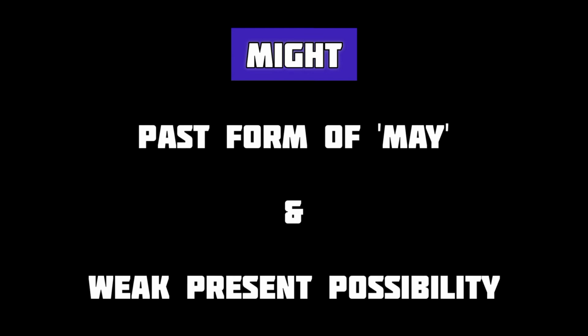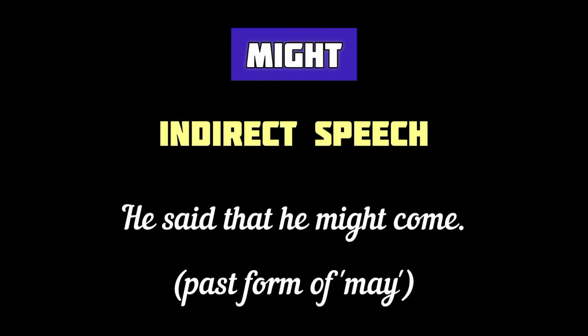But first, let's see how might is used as the past tense of may. In indirect narration, if the reporting verb is in the past tense, might will be used in place of may. For example, he said that he might come. Here the reporting verb said is in the past tense, so might is used as the past tense of may. In fact, here the modal might is showing the past possibility of the speaker's coming.